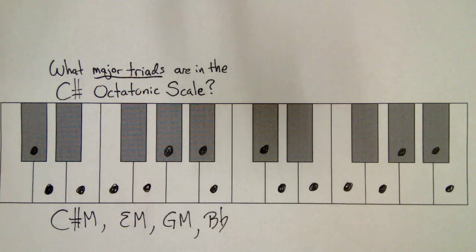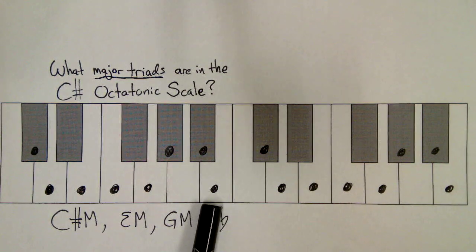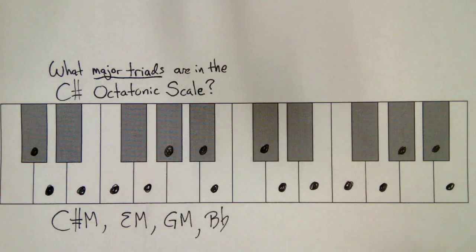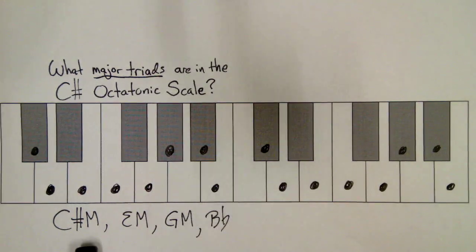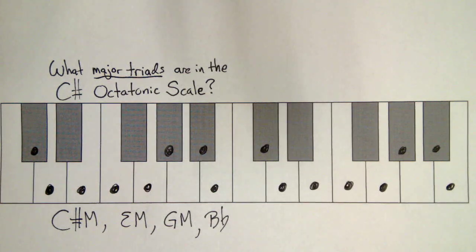Okay. Let's start on B. Can we go up 4 semitones and get a member of the scale? 1, 2, 3, 4. No. And C sharp is where we started. So the major triads that fit in this octatonic scale are C sharp major, E major, G major, and B flat major. Those are our major triads.